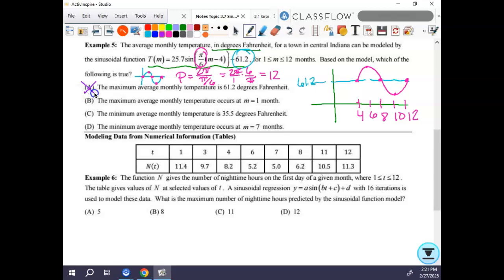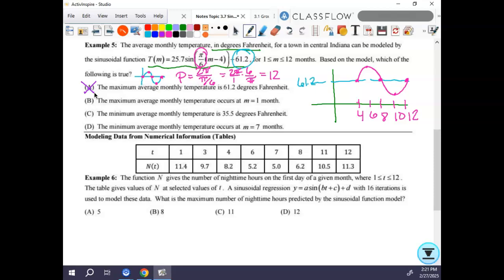So that can't be because that's my midline. Maximum average monthly temperature occurs at 1 month. Well, we don't even have 1 month on our graph yet, so let's just wait on that. We'll come back. Minimum average monthly temperature is 35.5. Not sure what I would do with that yet, so we'll wait on that one as well. Let's look at D. The minimum average monthly temperature occurs at 7 months.